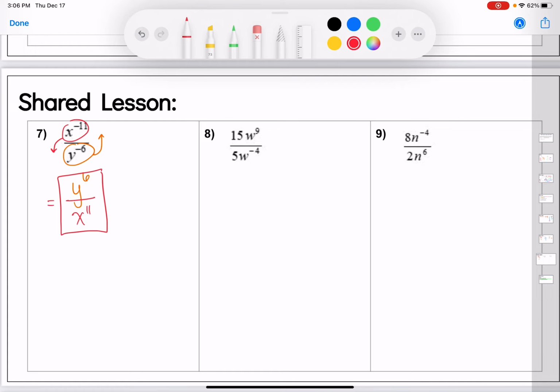Number 8, 15w to the 9th over 5w to the negative 4th. More going on in this one now, right? I have a fraction, so be careful. Coefficients operate differently than our variables with our exponents.